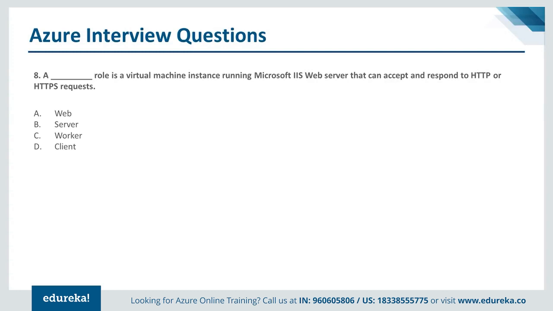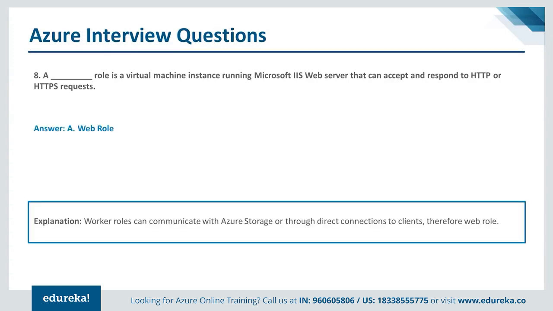Now, the answer to that is web role, which is basically hosted on a virtual machine and is running on a Microsoft IaaS web server, and is capable of accepting HTTP and HTTPS requests. So on the web role, you can upload your website and your website runs on top of it. And of course, you know that my website works on HTTP and HTTPS. So my web role is the one capable of running that application or software or web services.